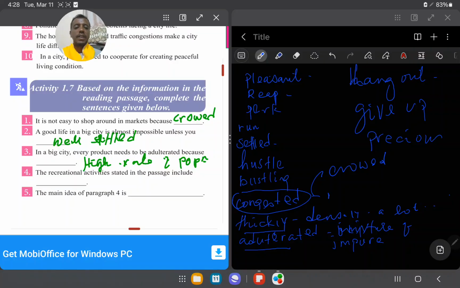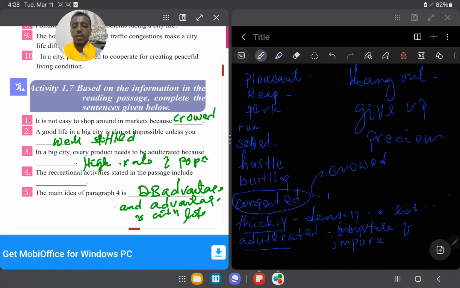The main idea of the paragraph is what? Don't forget, students, as a high school student you are expected to target the paragraph concept in general. What is more, disadvantage and advantage of city life? More disadvantage. So when you sum it up, this is what the concept looks like, right?